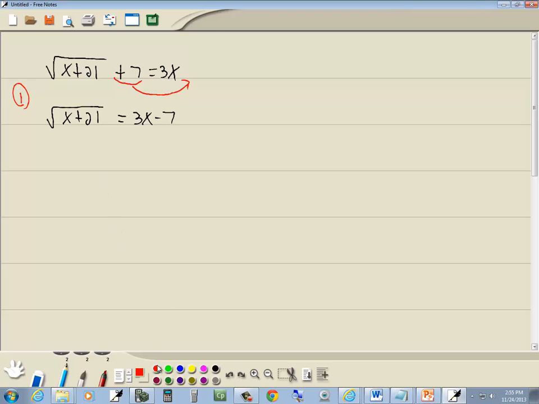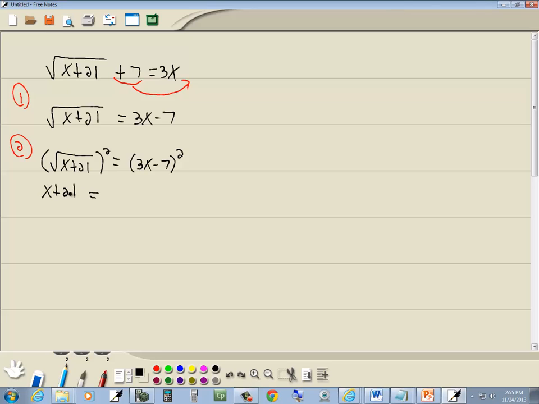Well, step 2, raise both sides to a power equal to the index. This is a square root. Our index is 2 by default, so we'll square both sides. So we got square root of x plus 21 squared is equal to 3x minus 7 squared. Now over on the left side, when your index matches the power you're raising to, they cancel each other away. So we got x plus 21.